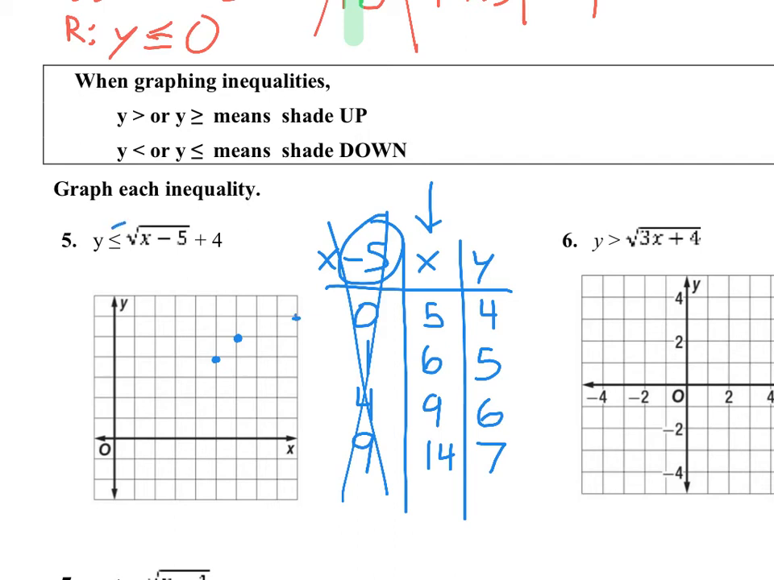Alright, because we have less than or equal to, I could make a solid curve. Less than means shade below. And because the domain is x is greater than or equal to 5, you don't want to go to the left of that. You are allowed to go underneath, but do not go to the left at all.